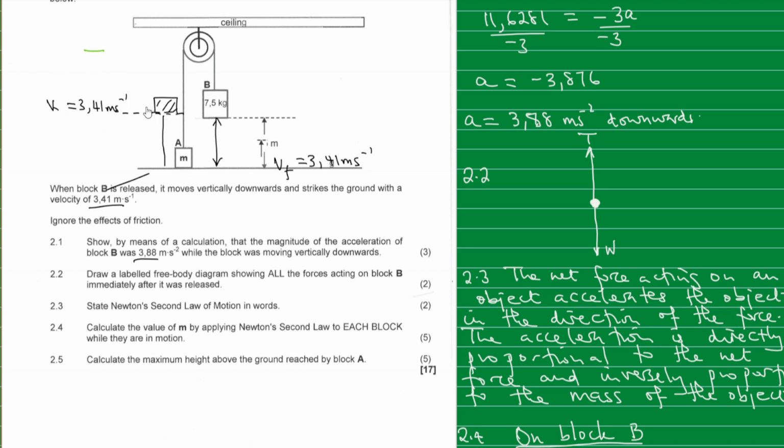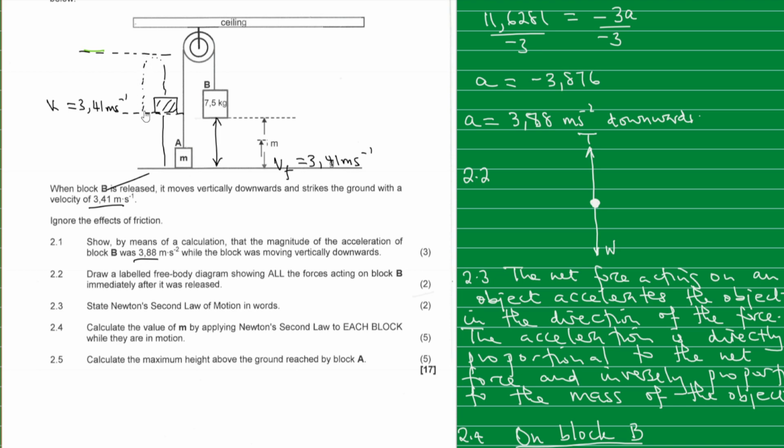Now, because of Newton's first law, since at that stage it is in motion, when block B hits the ground, block A is going to move a further distance up. So it will be thrown up for a particular distance, and that distance is what we have to calculate.